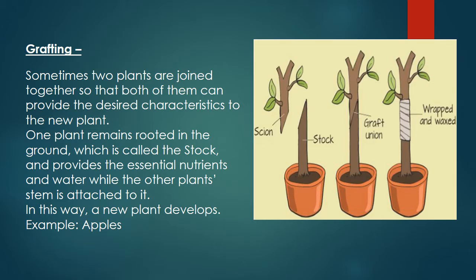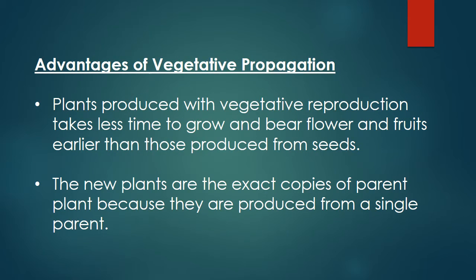Next is grafting. Sometimes two plants are joined together so that both of them can provide the desired characteristics of the new plant, for example in apples. Now the advantages of vegetative propagation: plants produced with vegetative propagation grow faster than those produced through sexual reproduction. They have fruits and flowers ahead of time. The plants produced have exactly the same characteristics as their parents. The new plants are exact copies of the parent plant because they are produced from a single plant.